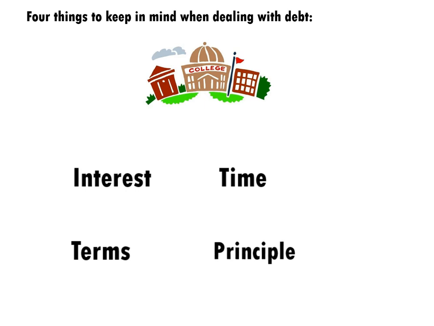And then, of course, the most obvious one is the principal. This is the amount of the loan that you're going to take out. When you think of those 4 things, particularly the interest, time, and principal, you can figure out how much you're going to pay over the life of that loan, what the rate's going to be, and what your monthly payment's going to be.